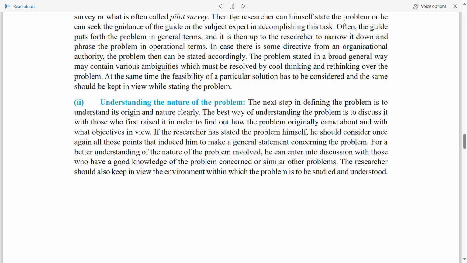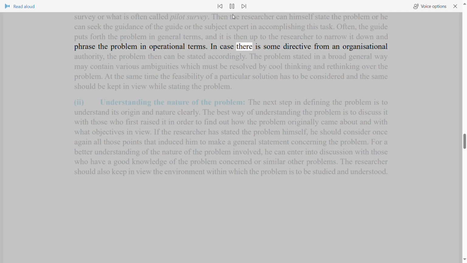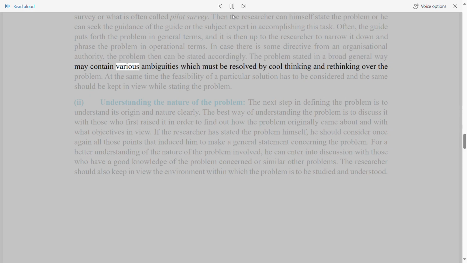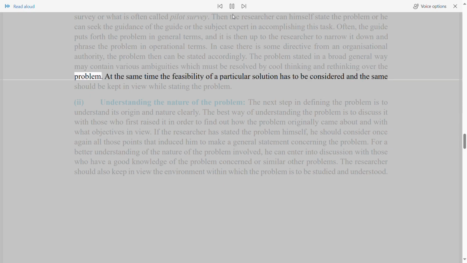In case there is some directive from an organizational authority, the problem then can be stated accordingly. The problem stated in a broad general way may contain various ambiguities which must be resolved by cool thinking and rethinking over the problem. At the same time, the feasibility of a particular solution has to be considered, and the same should be kept in view while stating the problem.